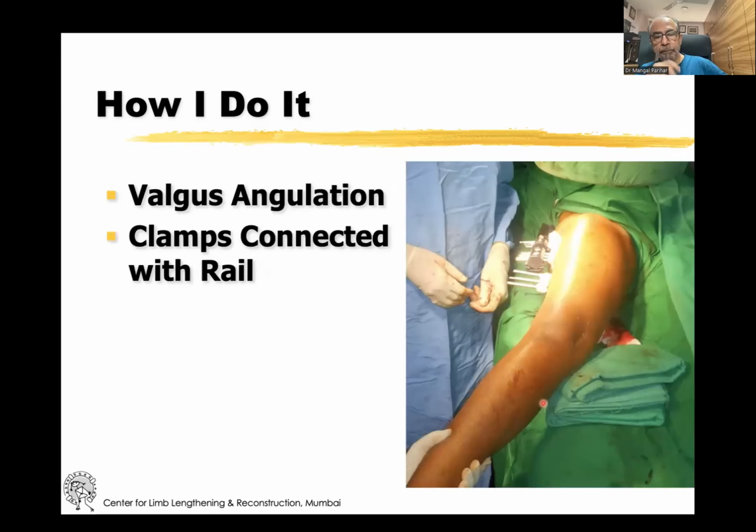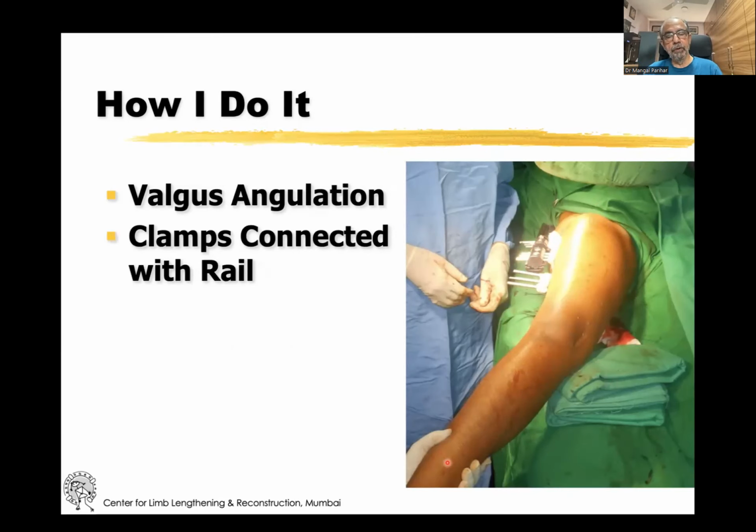So now we've got those pins parallel to each other, and they are on a rail, and you can see that immediately the leg is, this is somebody supporting the leg over here because the leg is in valgus, right? We are not holding it in valgus. This person is just supporting that because otherwise the leg will fall.